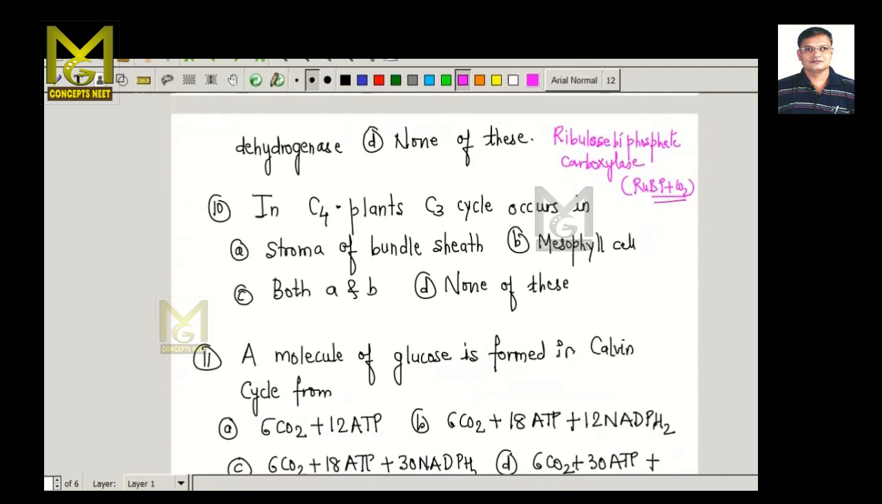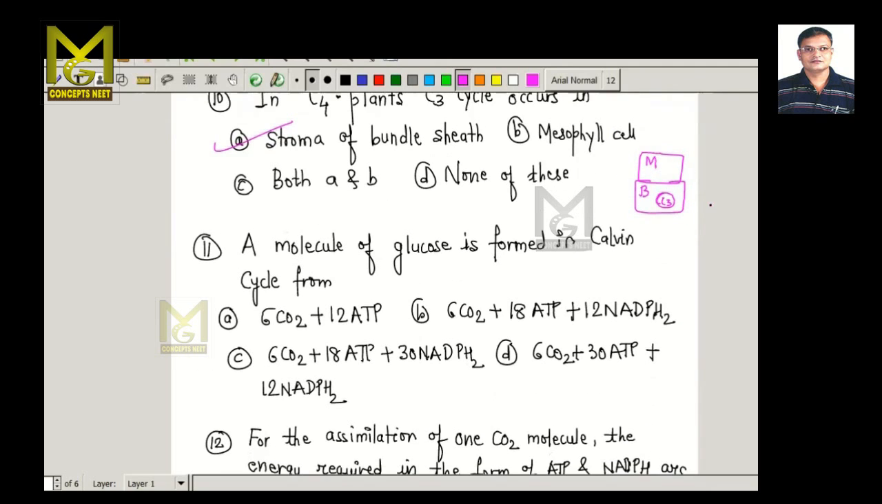In C4 plants, the C3 cycle occurs in which of the following? So in C4 plants, there is a mesophyll cell and a bundle sheath cell. This is the mesophyll cell and this is the bundle sheath cell. It is in the bundle sheath cell, in the stroma, that the C3 cycle takes place, because in the stroma there is the enzyme rubisco in the bundle sheath. The correct option in this case is A.